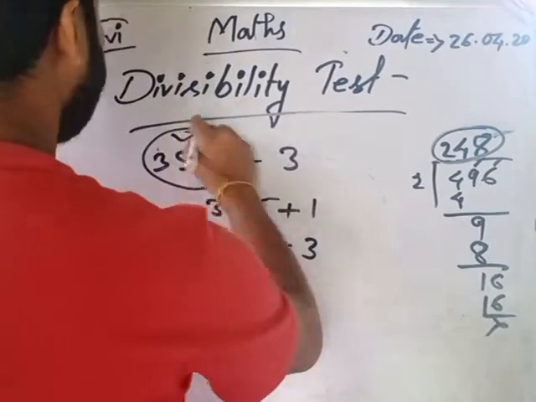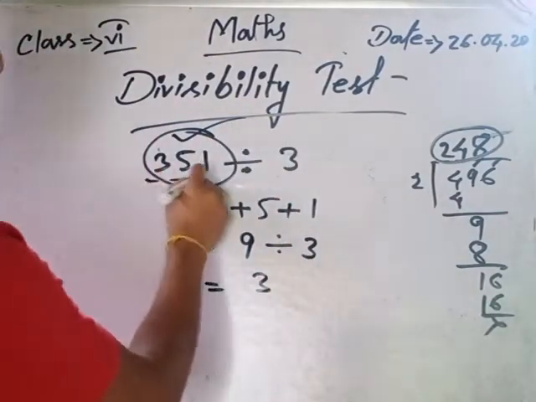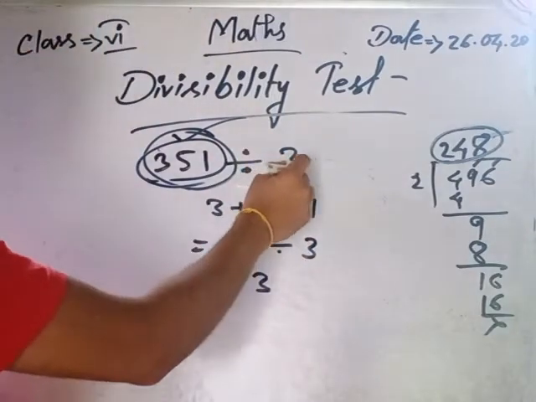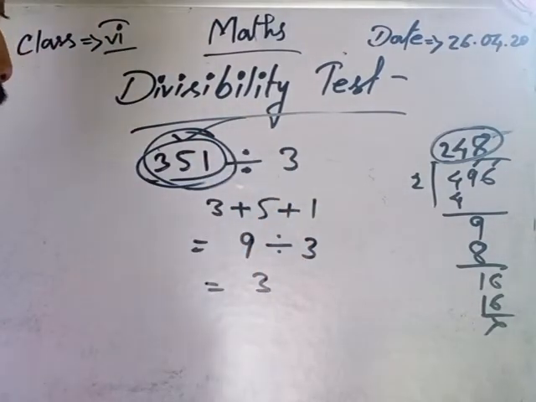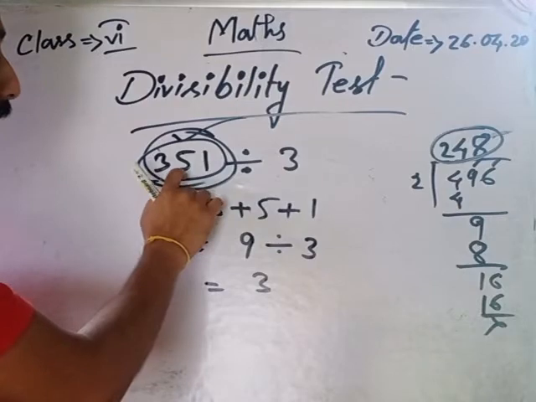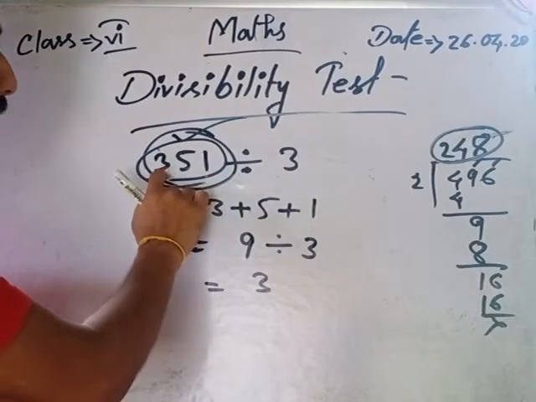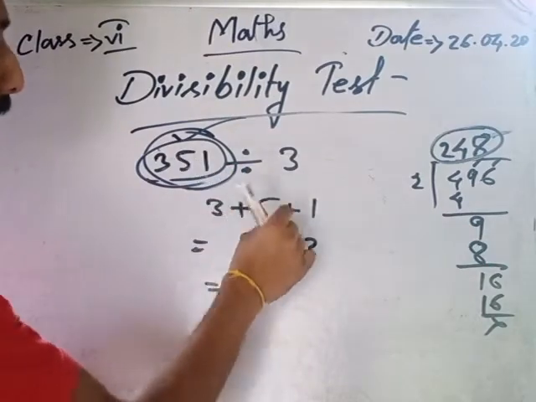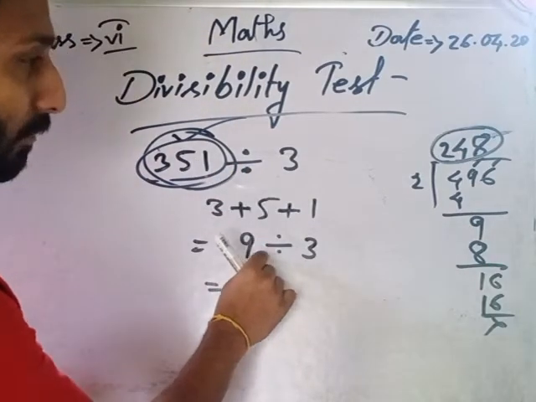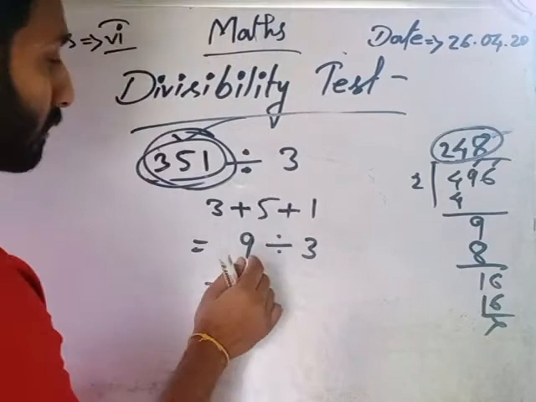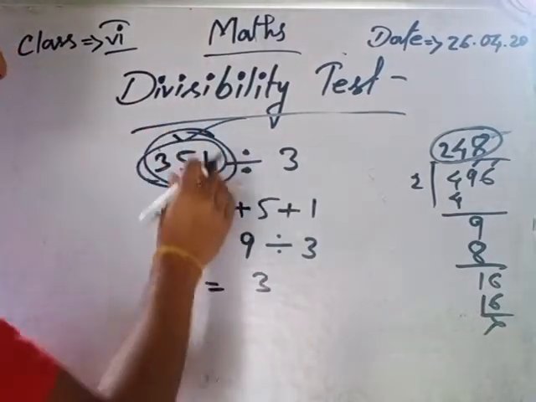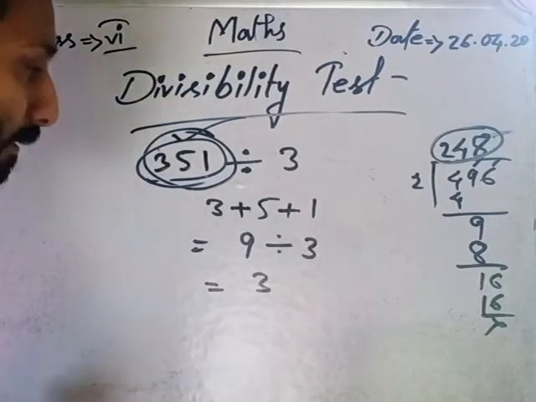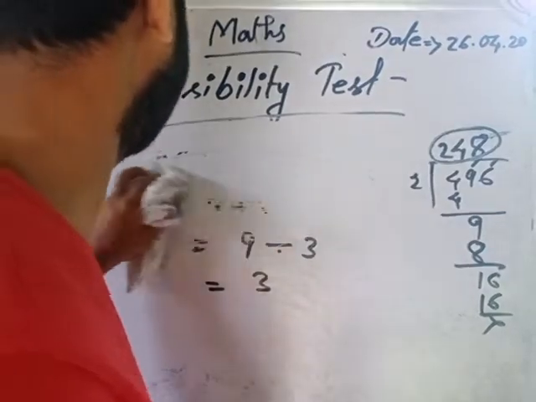That means 351, this number, is obviously completely divisible by 3. Okay, what is the rule? The sum of the digits is calculated, and if it is divisible by 3, then this number can be divided by 3. Okay, after that we should go to the next number.